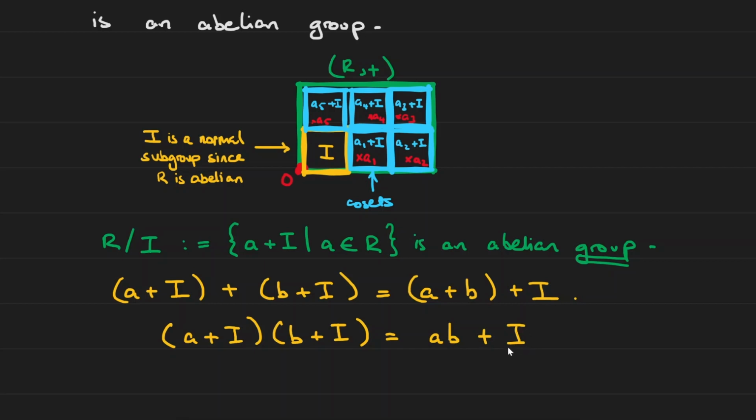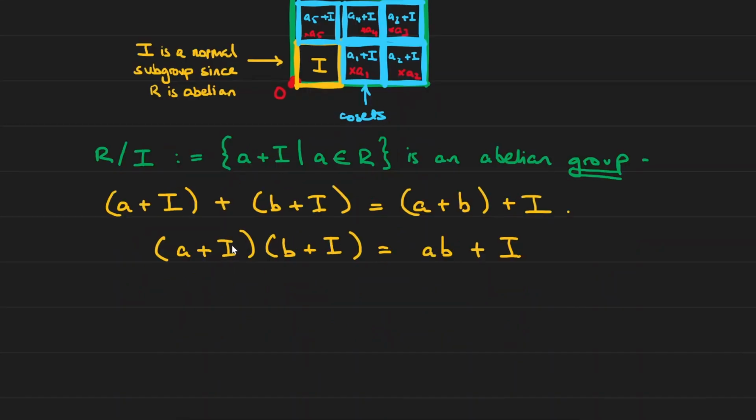Let's try to understand this equation a little better to see if we need to add any extra conditions on our subgroup I. Let's just choose some element of each of these cosets we're working with here.